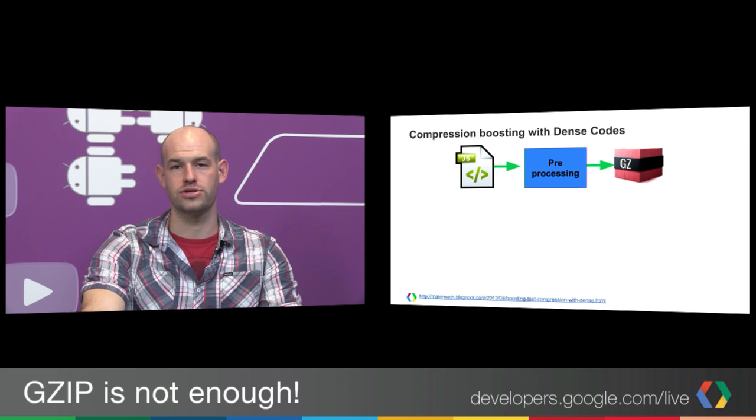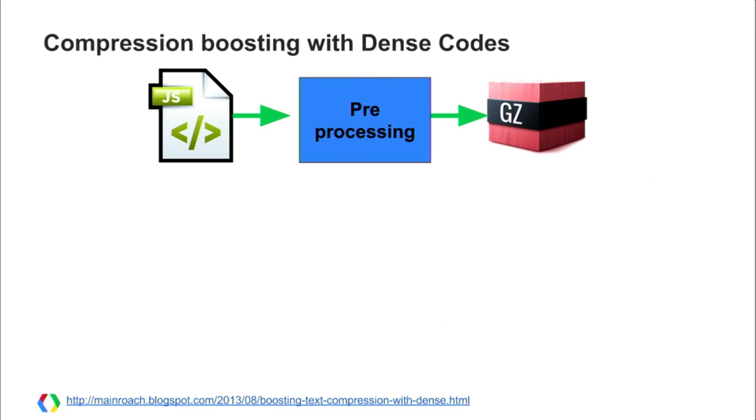Now, this is some great research out of some academics in Argentina, and effectively it allows us to take a text-based file, pre-process it, and hand it off to GZIP. The pre-processing is the important part here. We're not transposing it, but instead we're using a modified dictionary index lookup scheme.